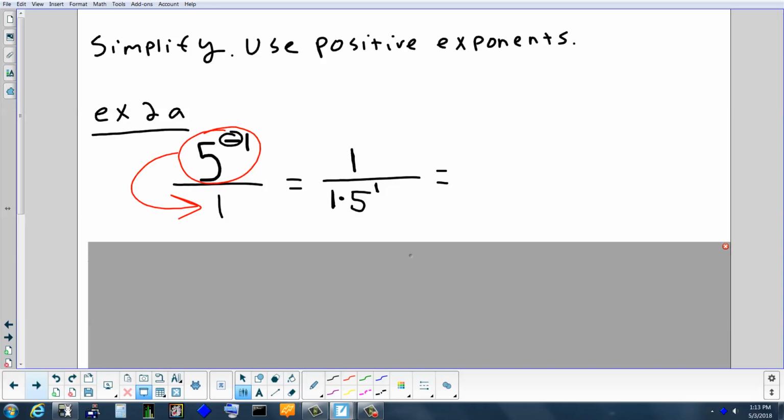Let's do this out. What's 5 to the first power? 5. What's 5 times 1? 5. So the real answer, 5 to the negative 1, is 1/5.